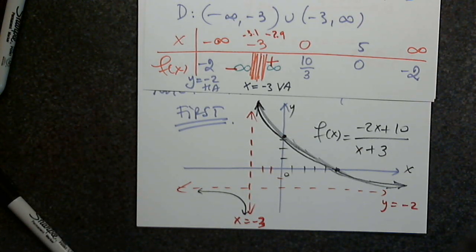Let's say we use a standard viewing window, standard 6, and let's graph the function. It's coming from approaching negative 2 down to negative infinity. It does not show x equals negative 3, which is a vertical asymptote.